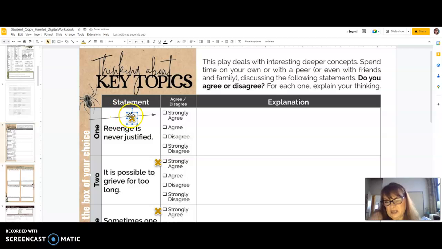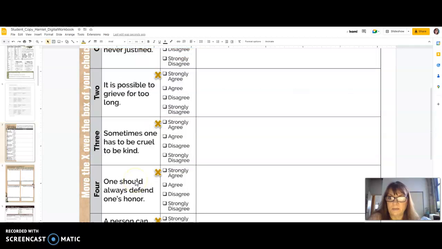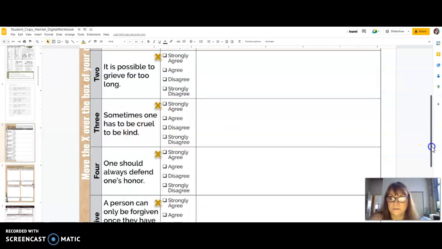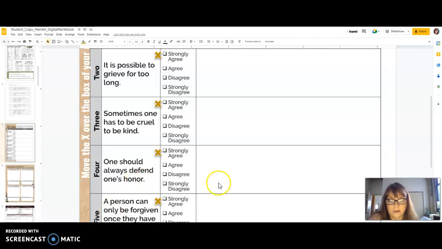Like I said, it kind of depends on your definition of revenge, but don't use depends. That's boring. It is possible to grieve for too long. Tell me what you think about that. Sometimes one has to be cruel to be kind. There's actually a song called Cruel to be Kind. One should always defend one's honor.